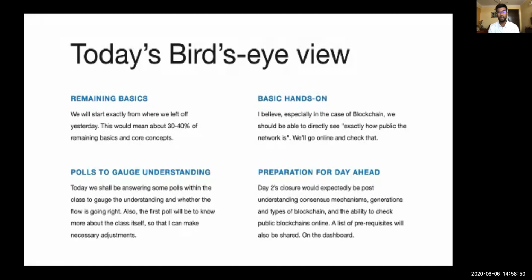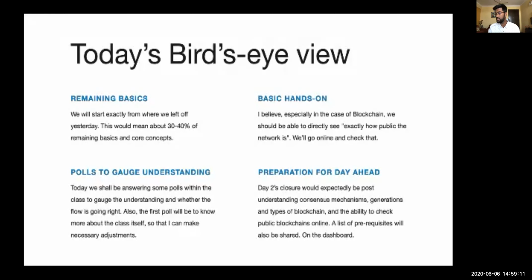We will take a look at a couple of anecdotes that happened in the Bitcoin and Ethereum networks. We'll do a couple of polls in between, as you can see, polls to gauge understanding of what you are studying here and how it's going, or whether something needs to be changed, right? Basic hands-on is there, where we'll be seeing and exploring the Ethereum blockchain publicly.